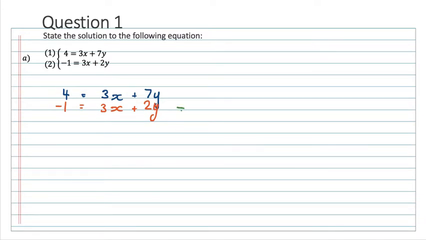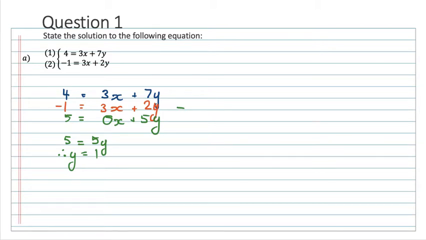So what I'm going to do is subtract this orange equation from this blue equation. So 4 minus -1 is 4 plus 1, which is 5. And then 3x minus 3x will be 0x. And then 7y minus 2y will be 5y. Therefore, we're left with the equation 5 equals 5y, and then we can say y equals 1, dividing both sides. So we find that our solution for y is 1.